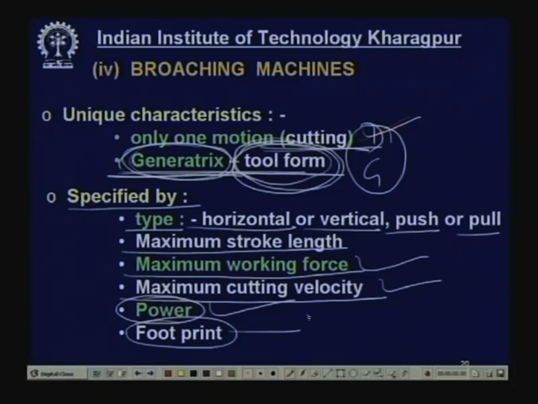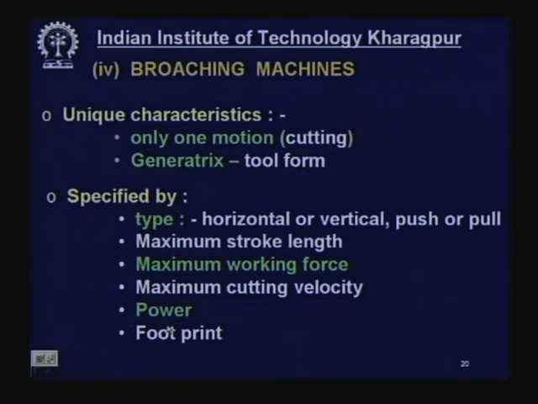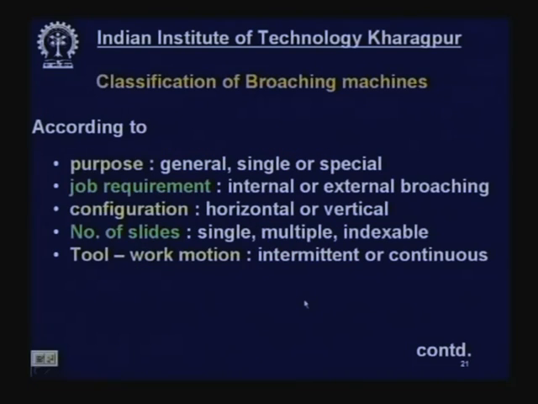Footprint means the area of the floor space that will be occupied by the machine tool, because floor space is also very expensive, maybe as expensive as the machine tool. Now, the classification of broaching machines. Broaching machines are classified according to purpose: single purpose, general purpose, or special purpose.